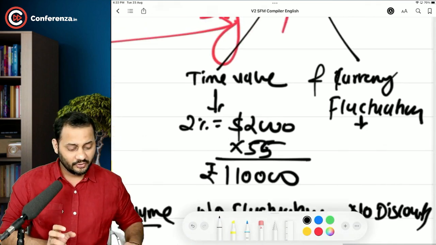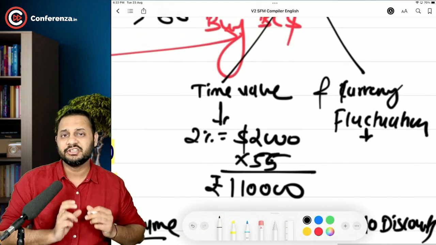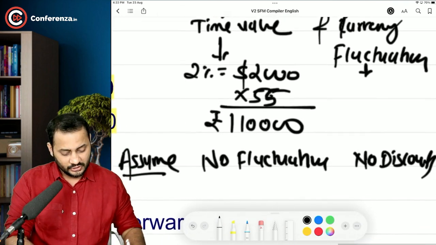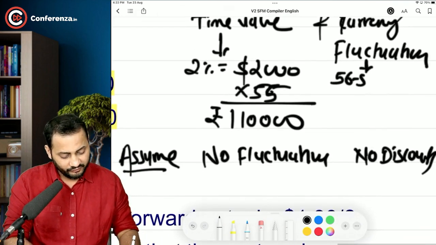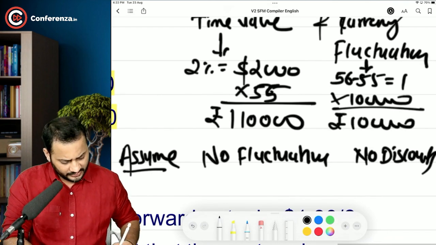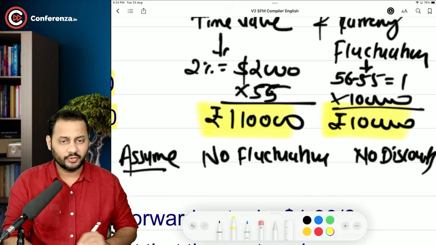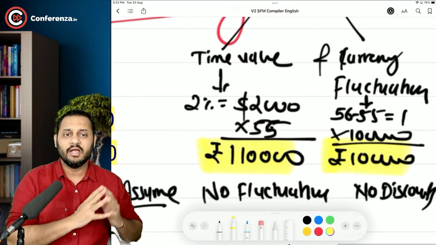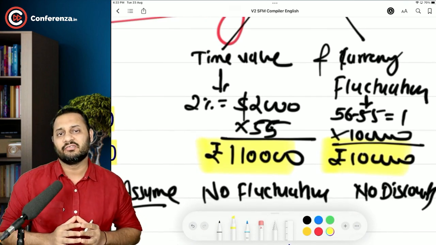And the only thing that you are going to consider is the change in the exchange rate, which has gone from 55 to 56. So in this case, 56 minus 55 is 1, multiplied by $1 lakh will be 1 lakh rupees. So this is how you arrive at a change of 2,10,000 rupees: 1,10,000 because of the time value and 1 lakh because of the currency fluctuation.